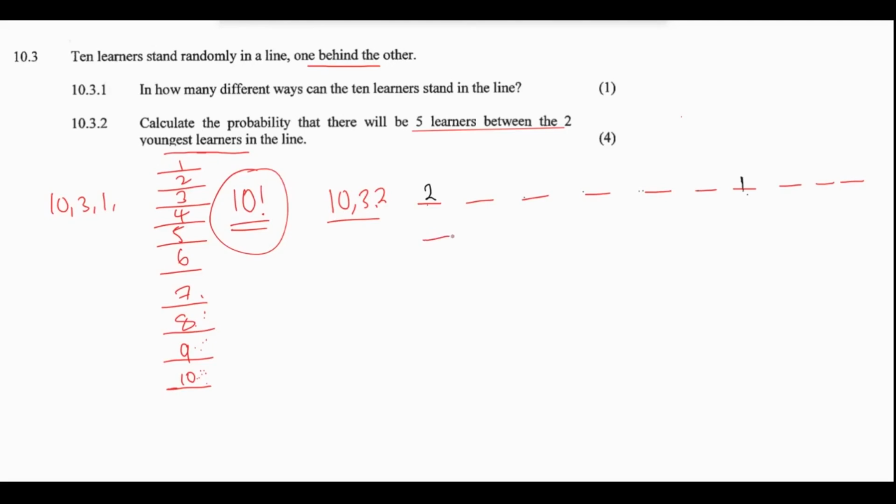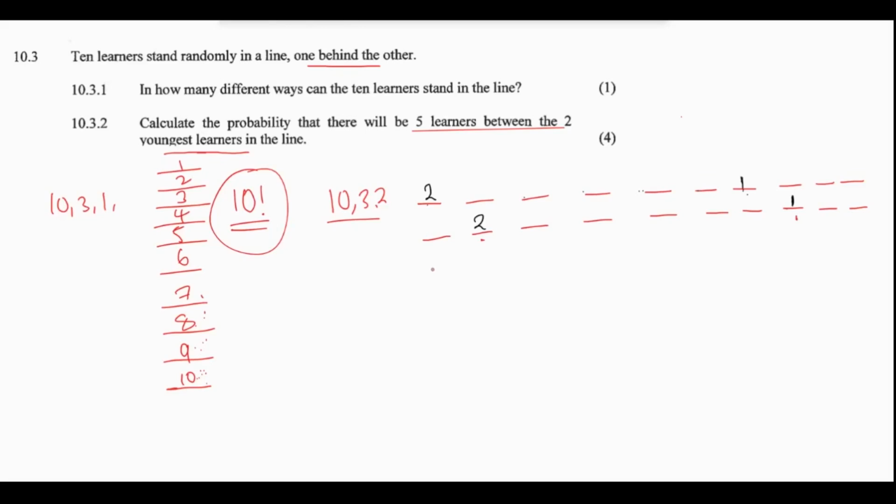Right? The second situation will be like this: 1, 2, 3, 4, 5, 6, 7, 8, 9, 10, right? So we can have now this slot and this slot. The youngest learners occupying slot number 2 and slot number 8, isn't it? So in slot number 2, we have two choices, right? So if one of the two youngest learners occupies slot number 2, then we only have one learner to occupy slot number 8. Okay, like that. Still, there are 5 learners in between them.